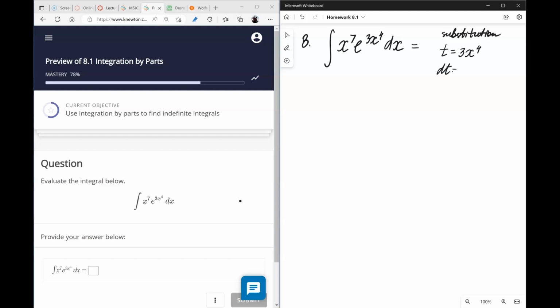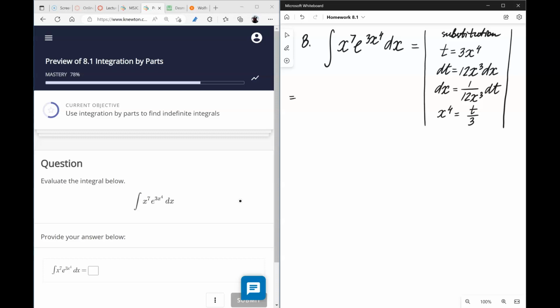We're going to find dt as 12x cubed dx, and that means dx is 1 over 12x cubed dt. But also let's not forget that, because I kind of see the pattern here, x to the 4 will be the same as t over 3, right? So that's all part of the substitution.